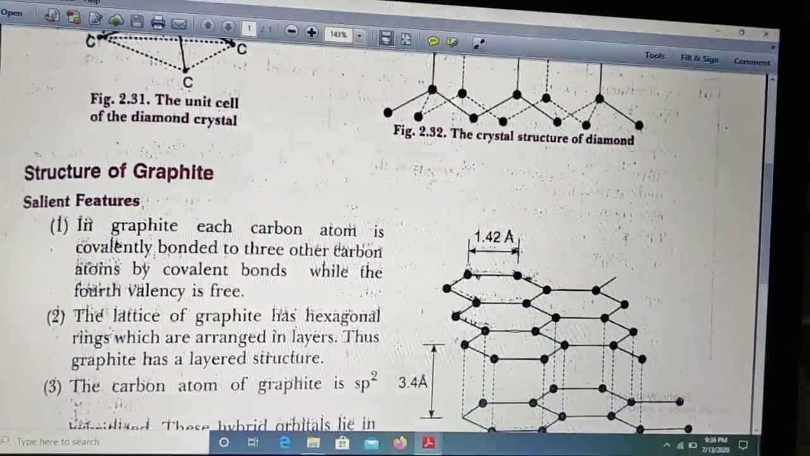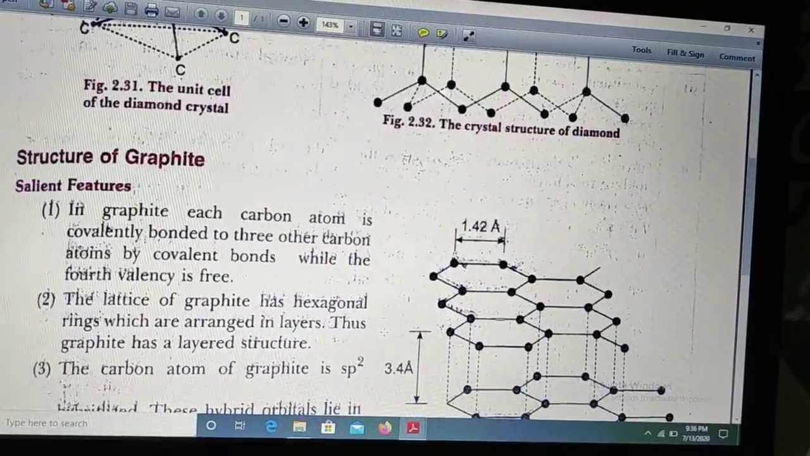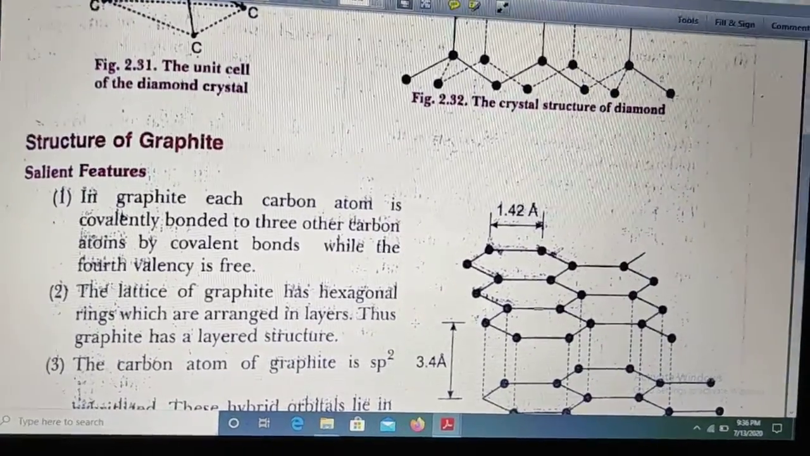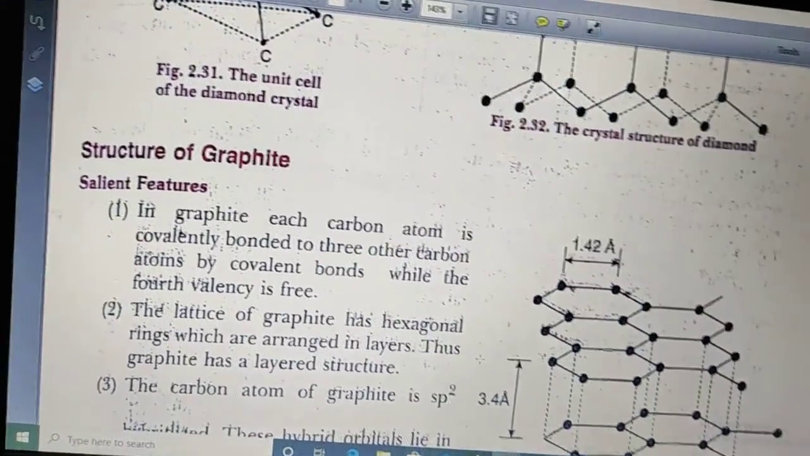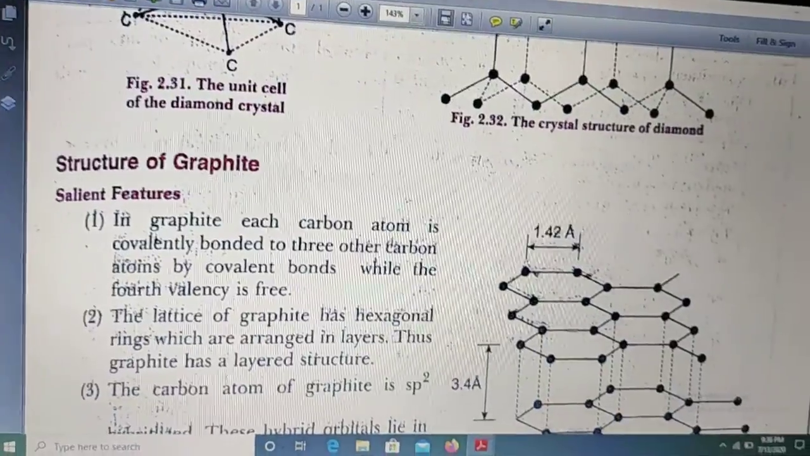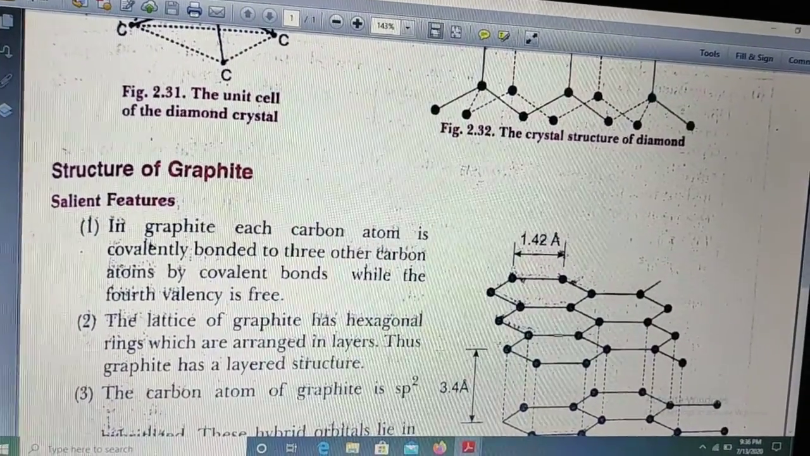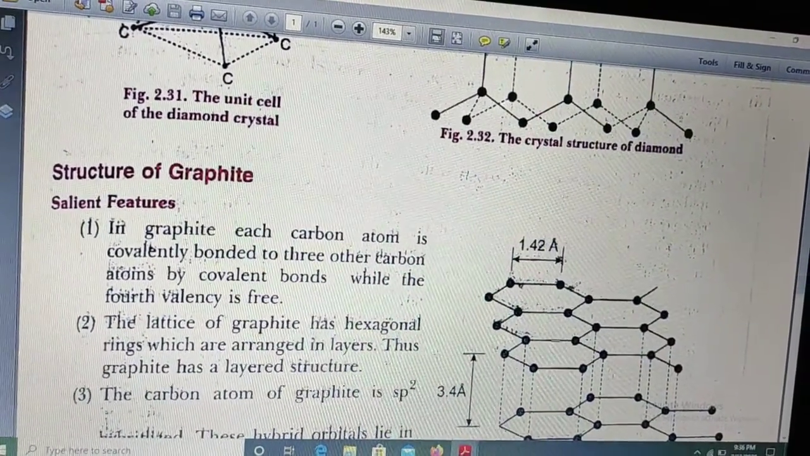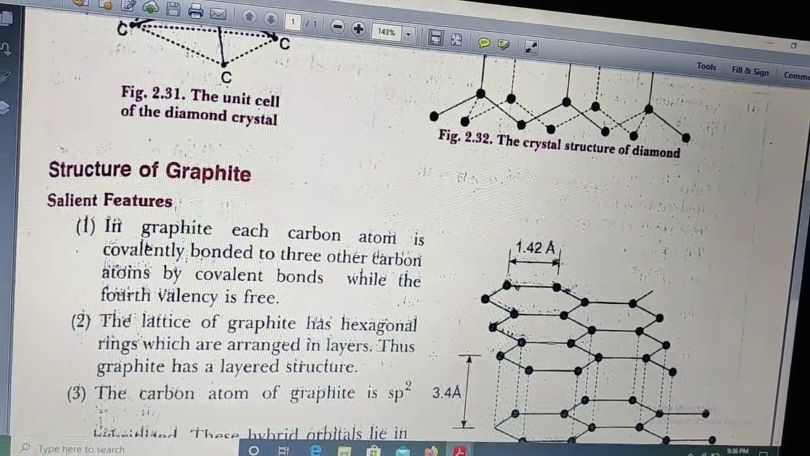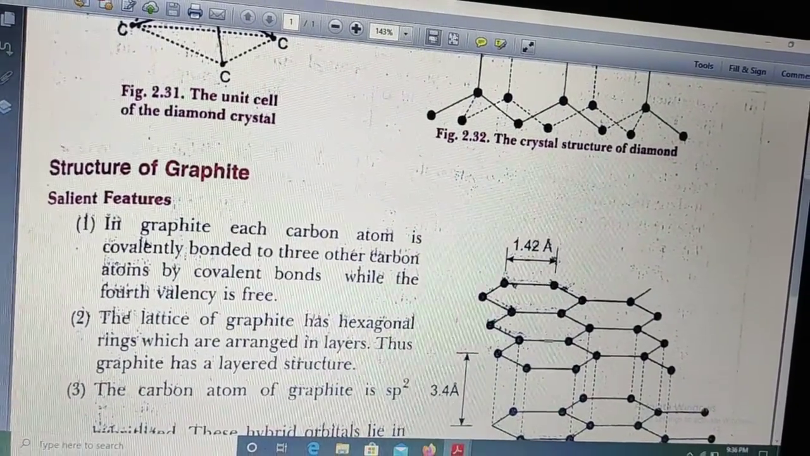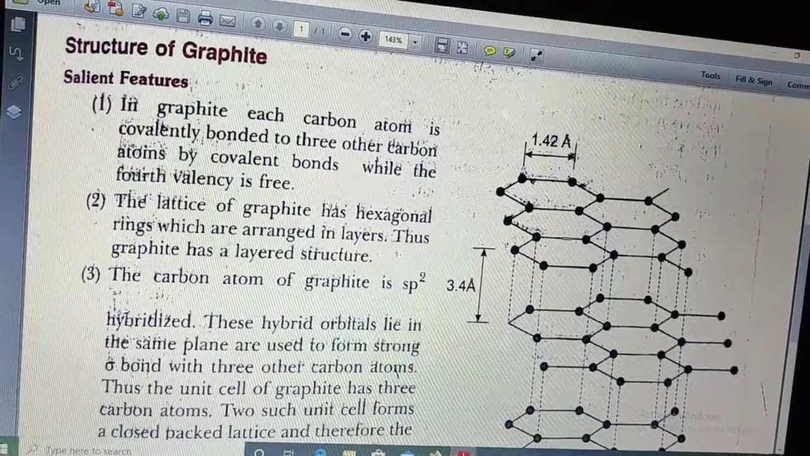In our last class, we discussed ionic crystals. There we came to know about sodium chloride. Then after that we discussed metallic crystals, copper. And after that we discussed atomic crystals, that is graphite, that is diamond. Now today we discuss the structure of graphite.